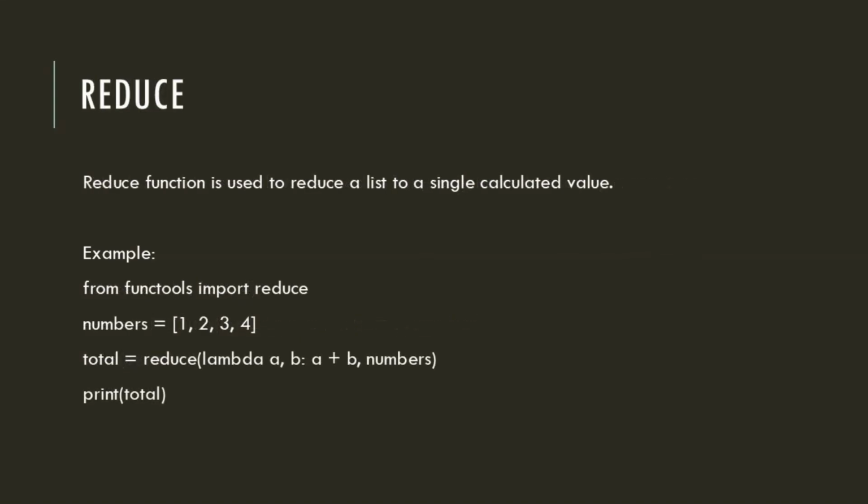Third, reduce. The reduce function is used to reduce a list to a single calculated value. Let's take an example. From functools import reduce. numbers = [1, 2, 3, 4]. total = reduce(lambda a, b: a + b, numbers), print(total). This function will sum up all the elements in the list and give the sum.